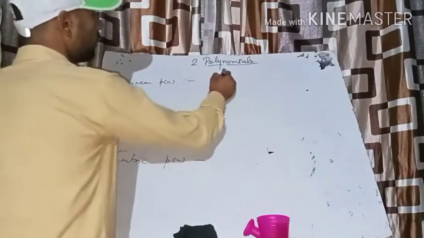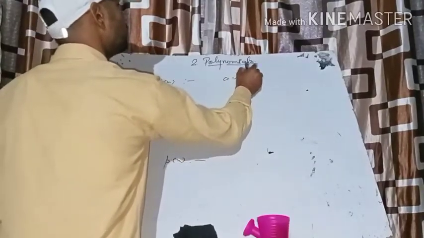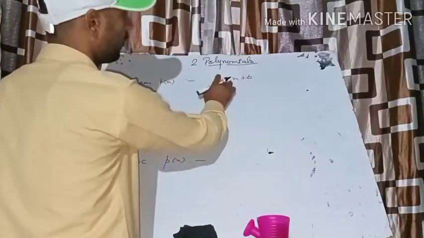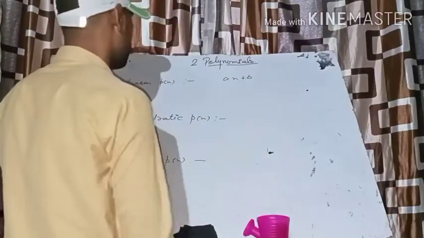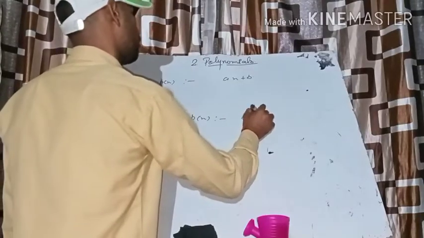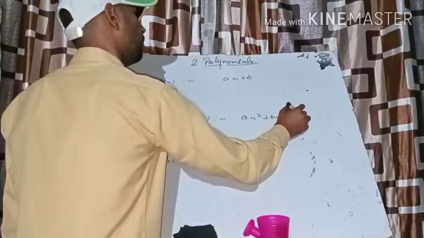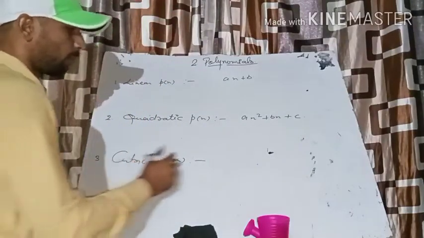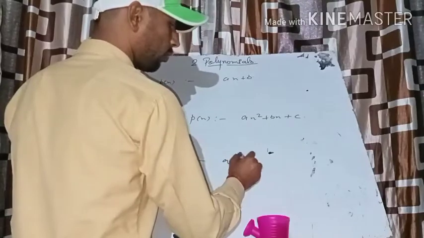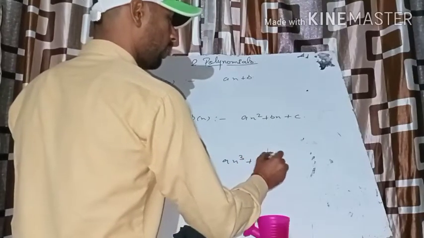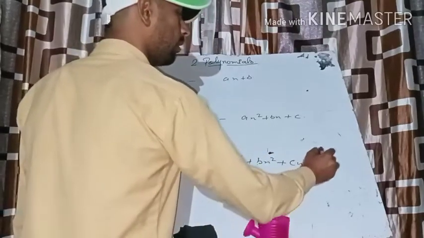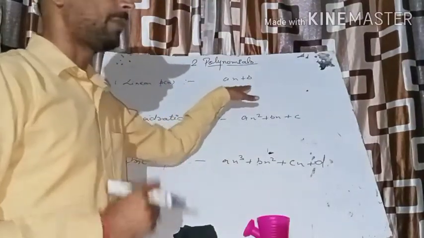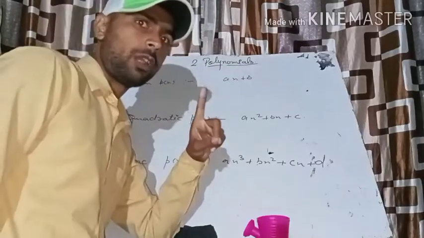What will be the linear polynomial? ax plus b, because it's your standard form of the linear equation. Clear? And what will be a quadratic polynomial? ax square plus bx plus c. And what will be a cubic polynomial? ax cube plus bx square plus cx plus d. Okay, a linear polynomial is a polynomial having degree 1 only.